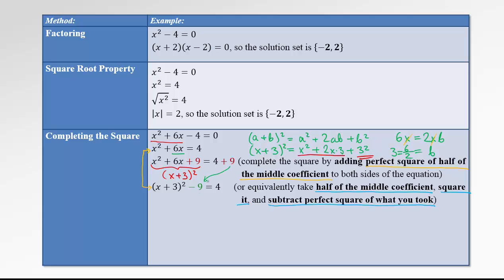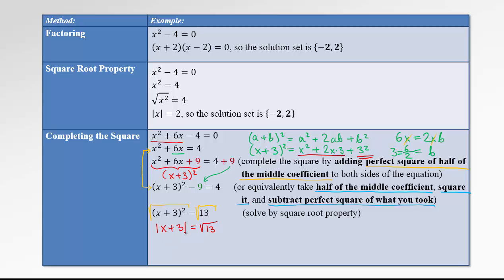Obviously, this movement is equivalent. Therefore, no matter which way we write the completing the square procedure, we end up with perfect square of something equals to 13. So now we can use square root strategy. Let's take square root of both sides of this equation, which gives us on the left-hand side absolute value of x plus 3, and on the right-hand side square root of 13.